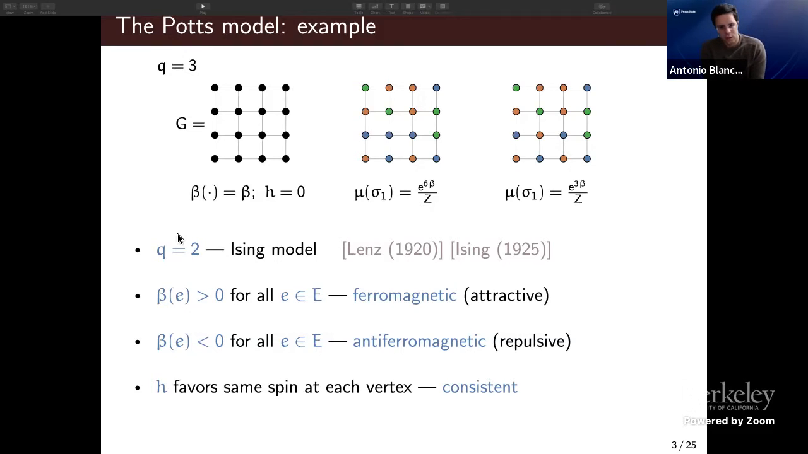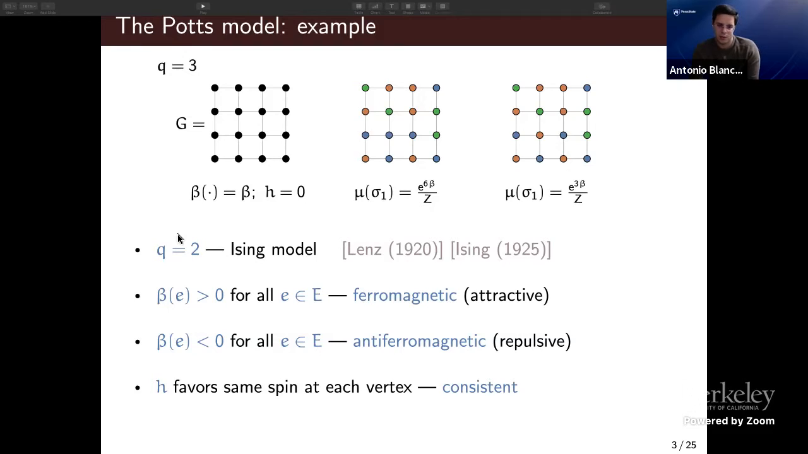So here are some more definitions and terms I'll be using through the talk, because the model behaves quite differently when all the edge interactions are positive. This is called the ferromagnetic case. In this case, the model is attractive in the sense that edges will encourage their endpoints to have the same color, the same spin.